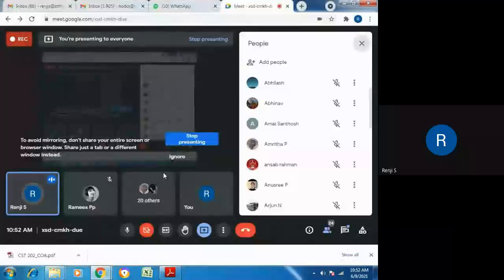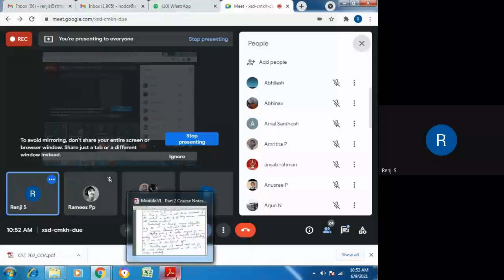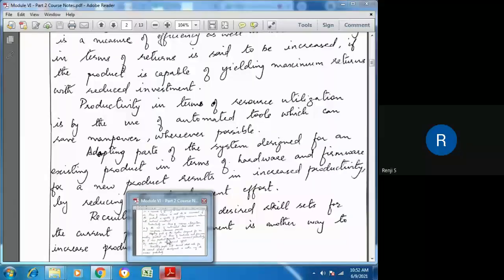Is it clear to you? We were discussing the objectives of EDLC. What are the three objectives of EDLC?